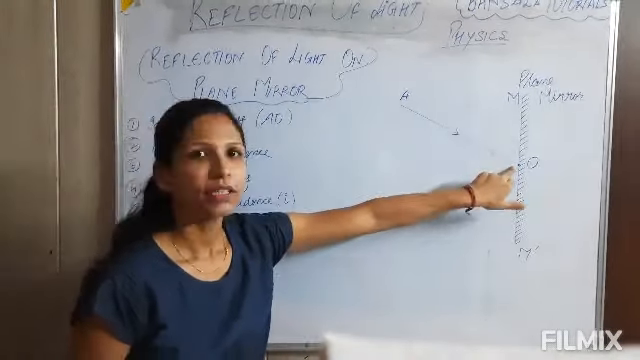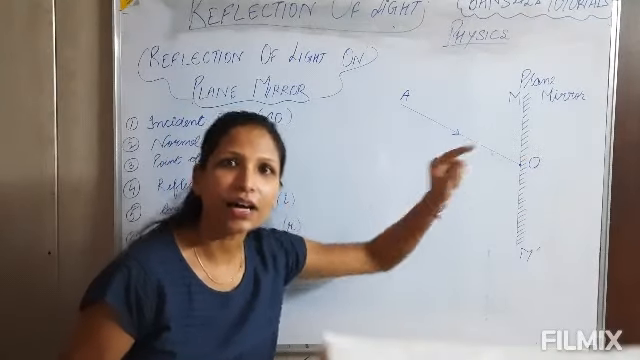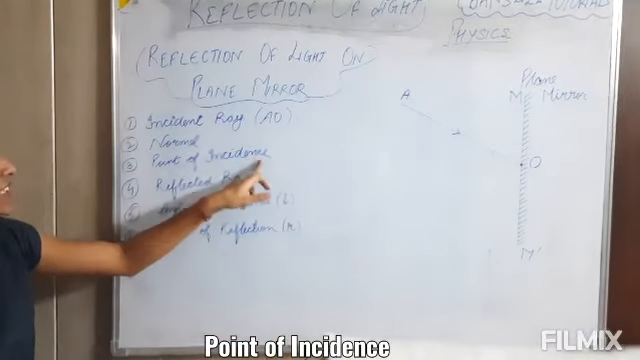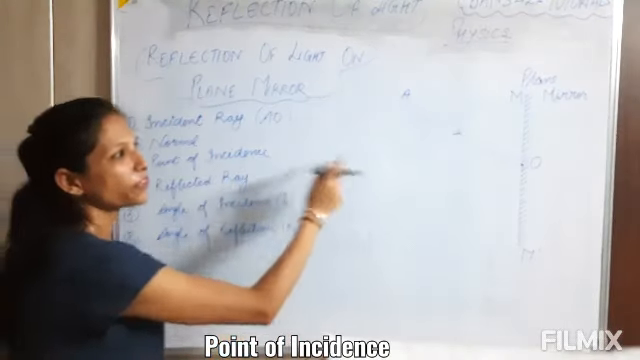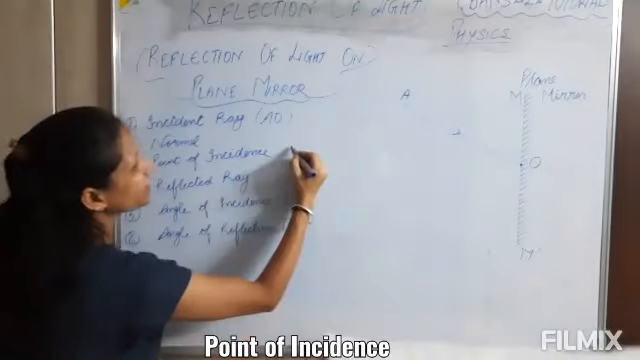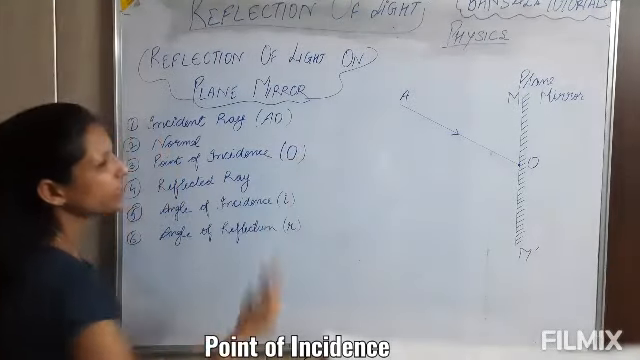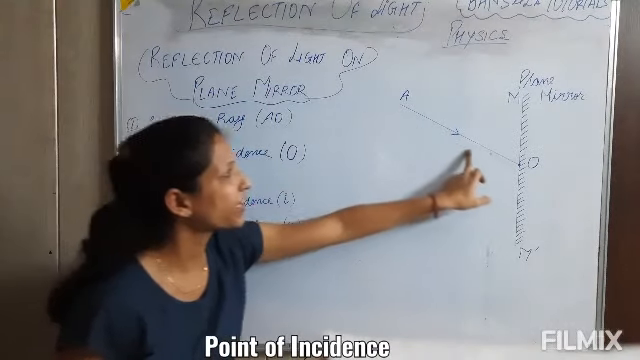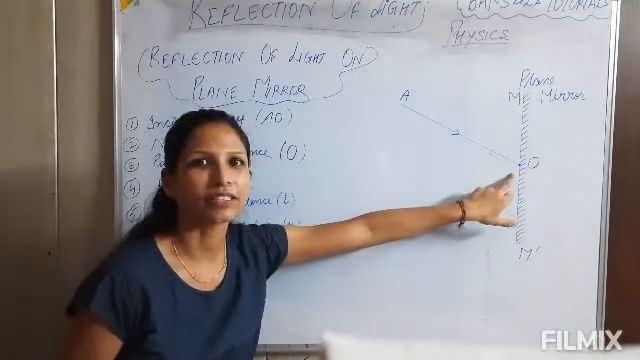Now the point at which the incident ray strikes the surface is called the point of incidence. So what is the point of incidence in our diagram? It is O. So this is the point of incidence where the incident ray strikes the surface.